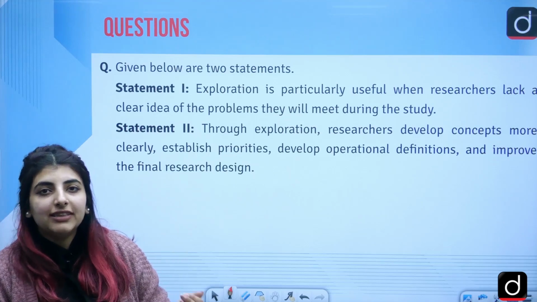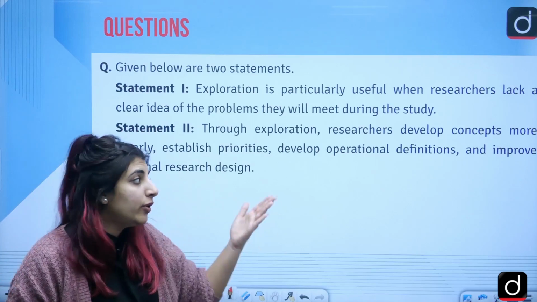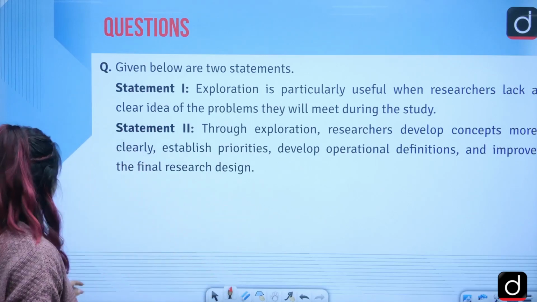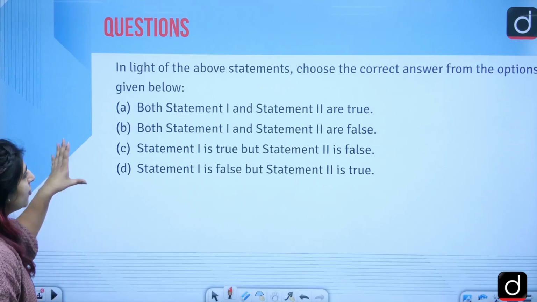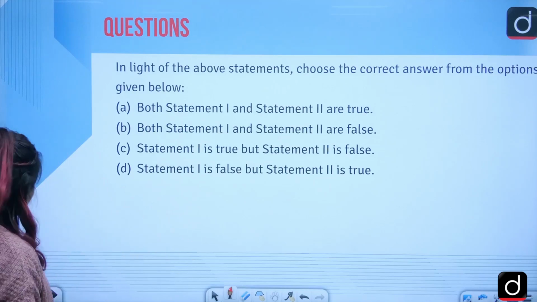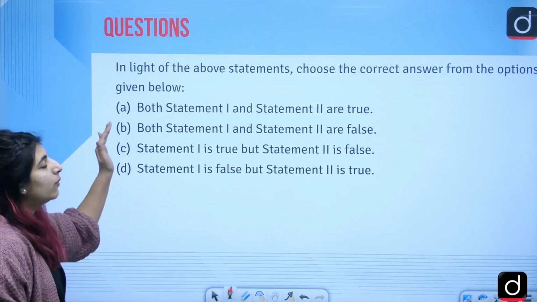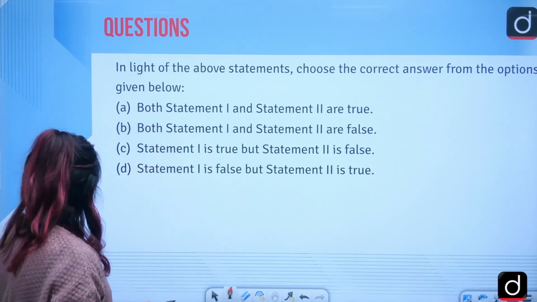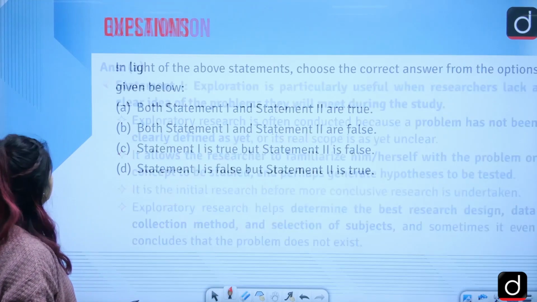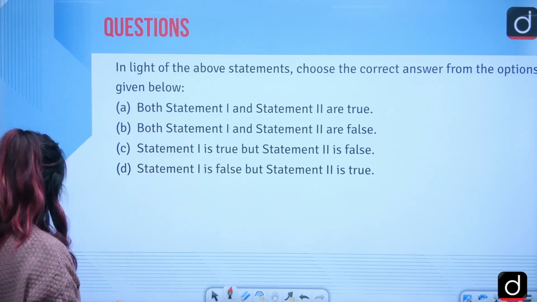As always, you can pause your videos to think about what the answer is. So the options for this question are these ones. Try to look at the question first by pausing the screen and then move forward with the options. The answer to this question is option A, which says that both statement 1 and statement 2 are true. Why do we say that?